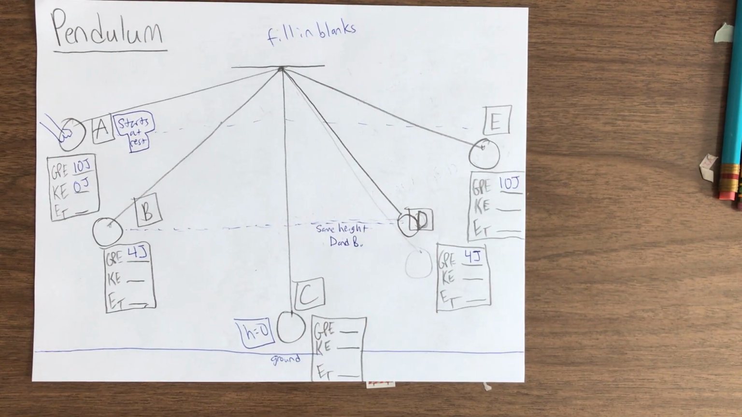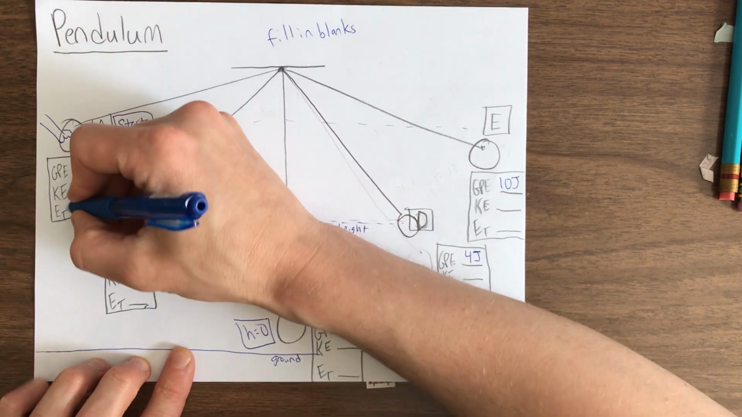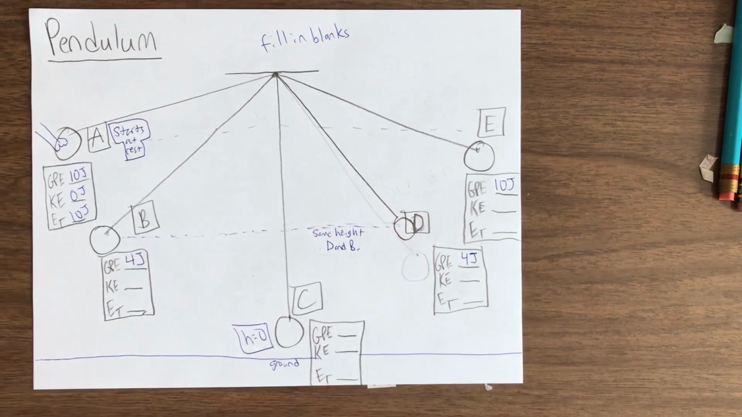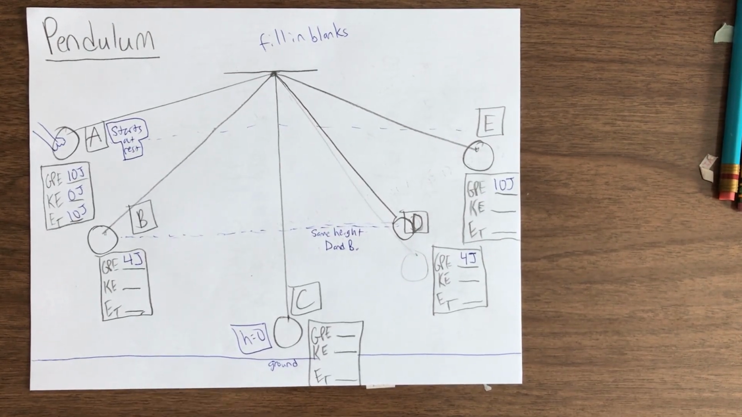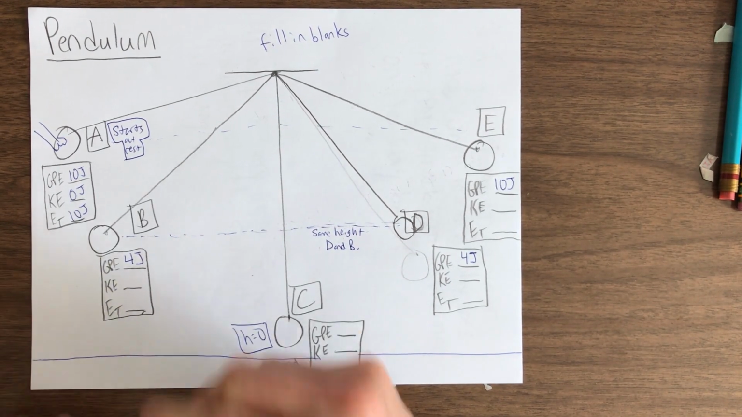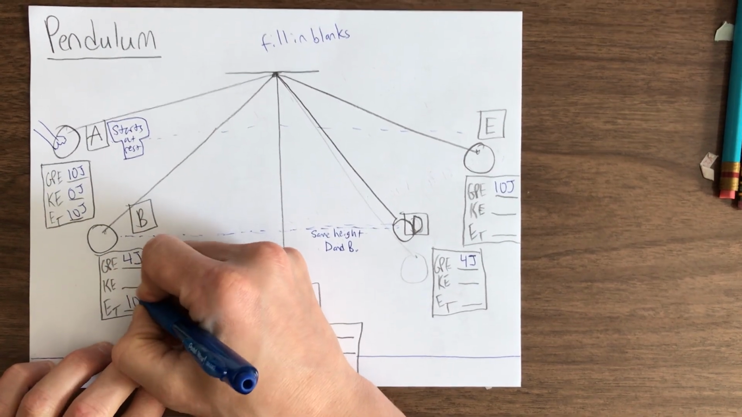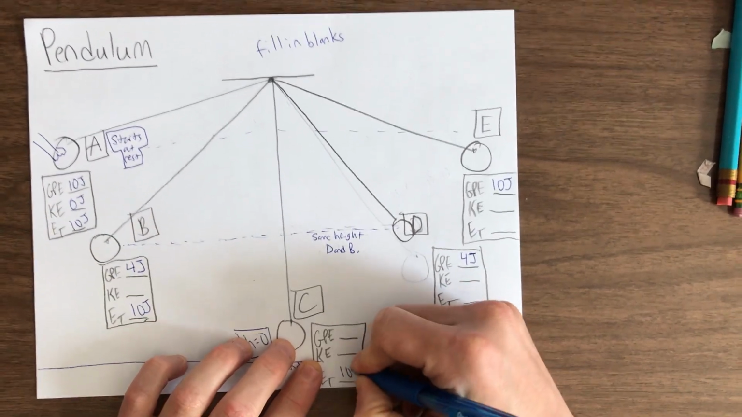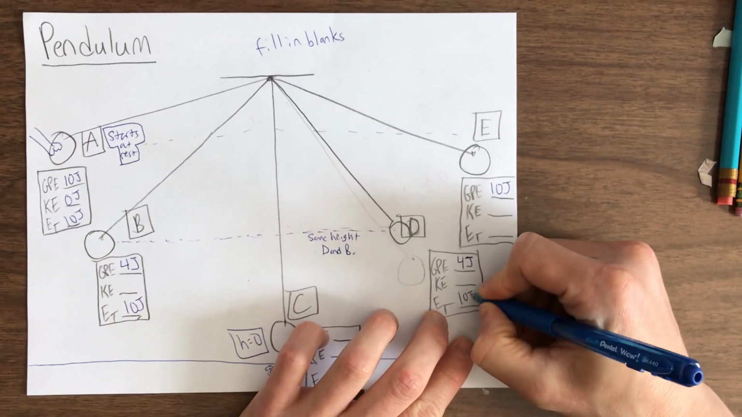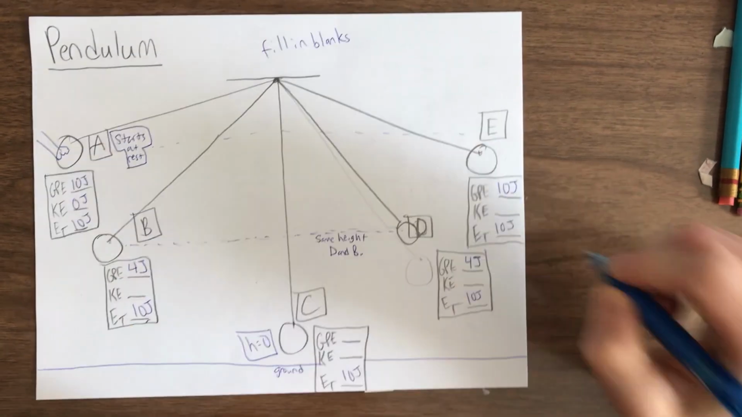So how could we fill in the rest of the blanks? Well, let's look at letter A to start. We have the GPE and the KE at that location. We could add those two together and get the total. So the total's 10. And what do we know about the total? It stays, that's right, I'm glad you said it, stays constant. The total stays 10. So once you know the total at one place, you know the total everywhere else.